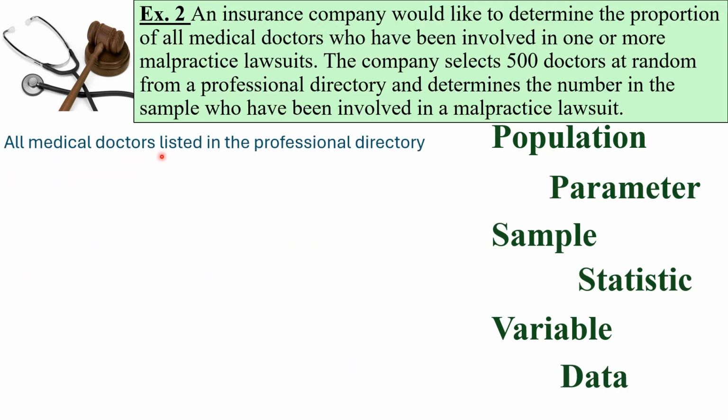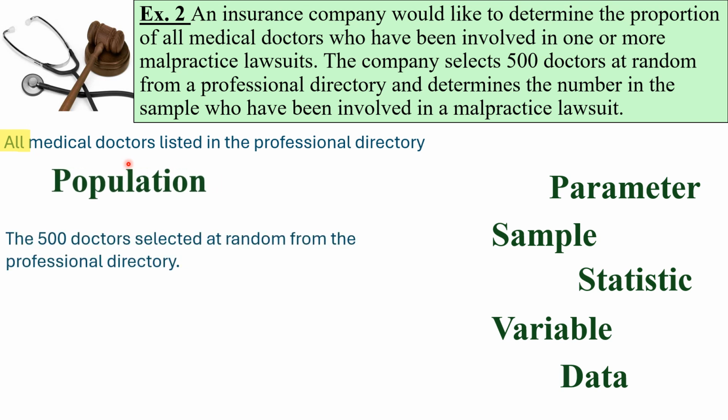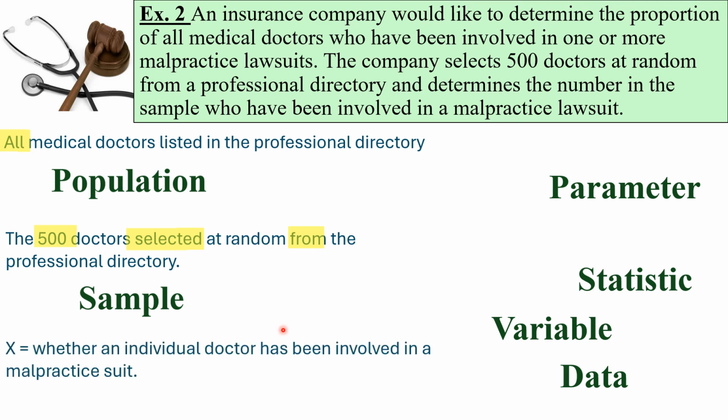All medical doctors listed in the professional directory. Since this is all medical doctors, this is considered a population. The 500 doctors selected at random from the professional directory: the 500 doctors selected is a sample. X, whether an individual doctor has been involved in a malpractice lawsuit, is considered a variable.